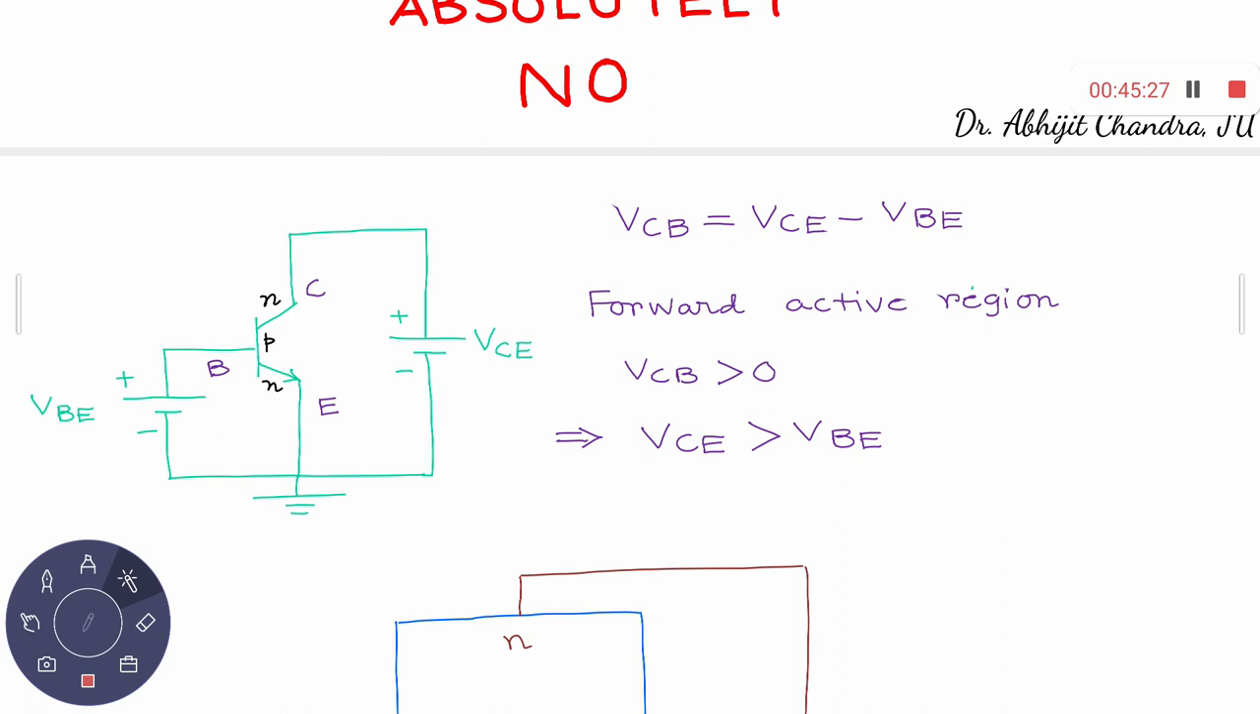Sir, VCB greater than 0? It's an NPN transistor. This is the reverse biased PN junction. NPN, so this side is N, this side is P. So your N is collector, P is base. So this junction has to be reverse biased. That means this voltage should be greater than this voltage, this P. So VCB should be greater than 0, which implies that VC must be greater than VB.